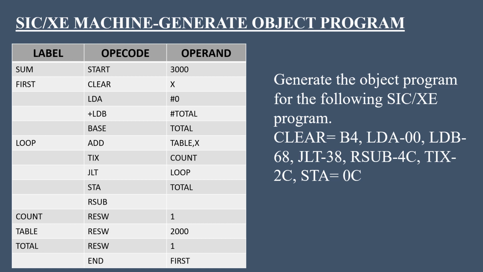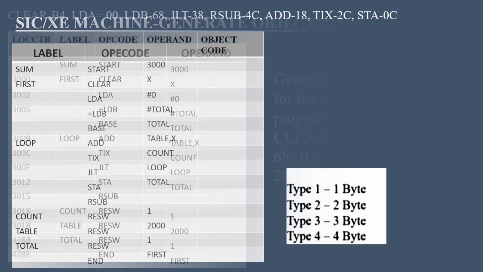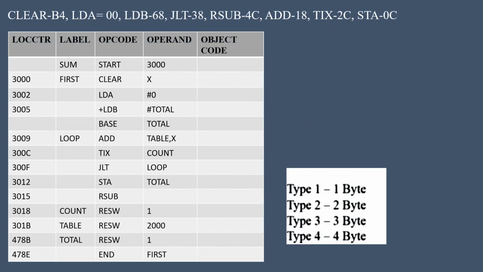So this is our question and these are the values for a given opcode. In this we have 4 types of instruction, that is type 1, type 2, type 3 and type 4, where the respective bytes have to be increased for a given operand. We have our first location counter value as 3000, that is, the first operand value has to be copied to the location counter value.